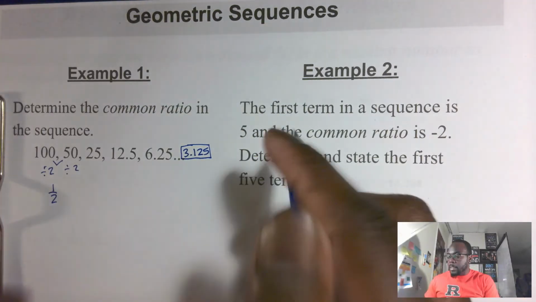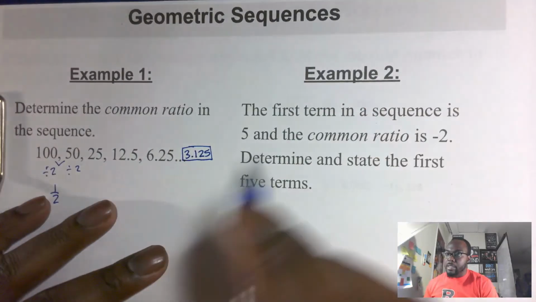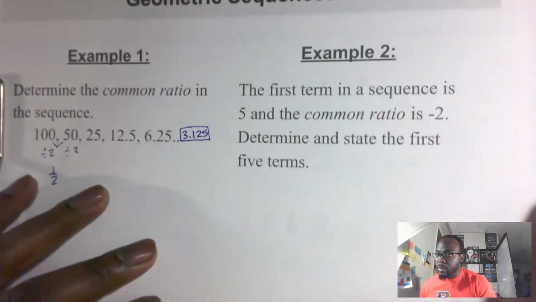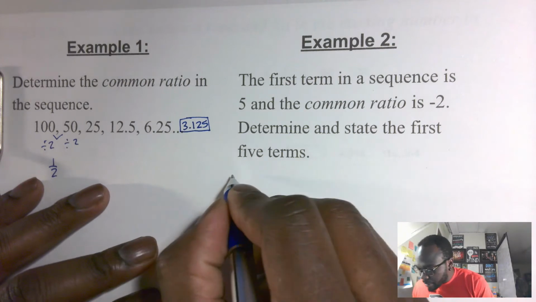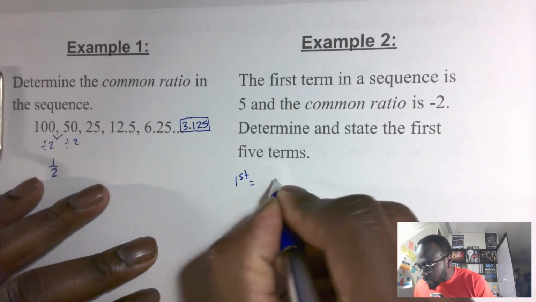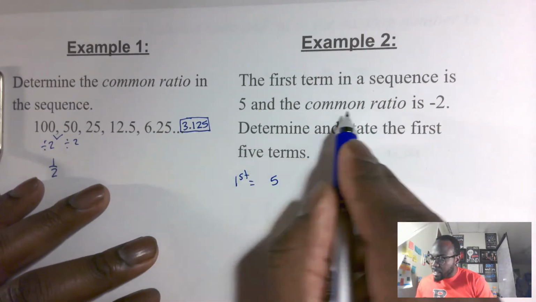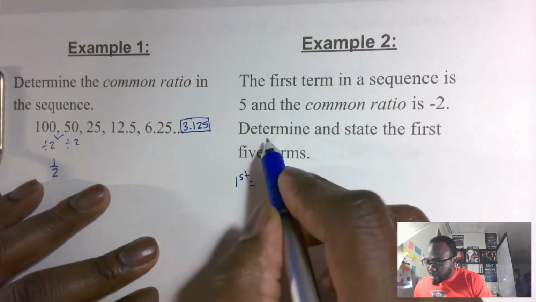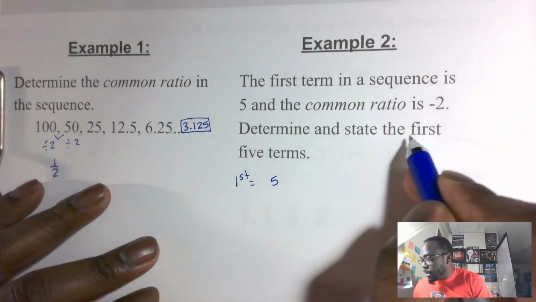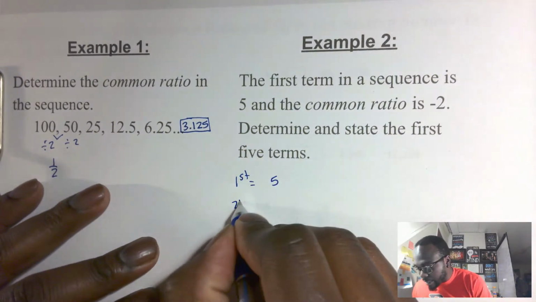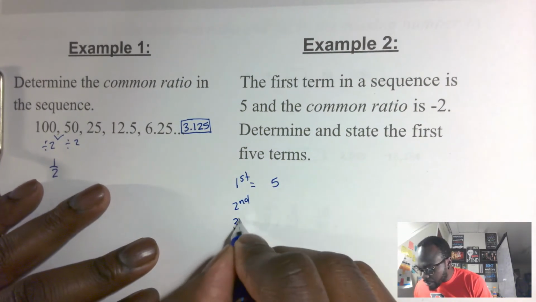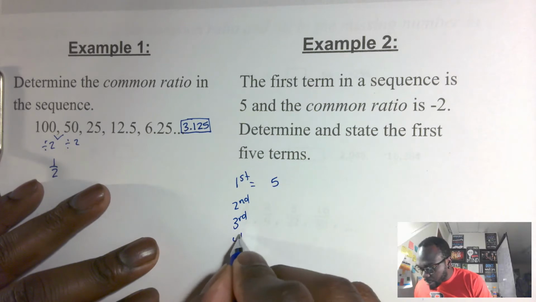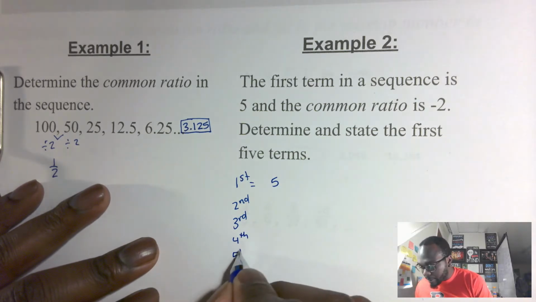All right. So let's look at example 2 here. It says the first term in my sequence is 5. So first term equals 5. It says the common ratio is -2. So remember, we're multiplying. Determine and state the first 5 terms. So we've got to find the second, the third, the fourth, and the fifth term here.